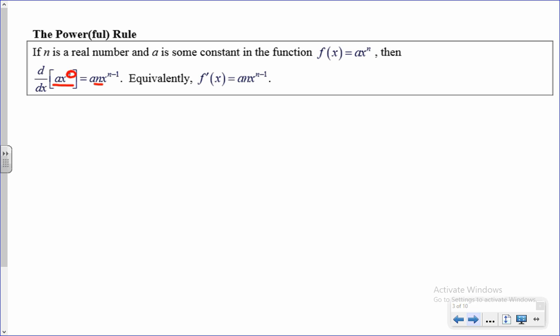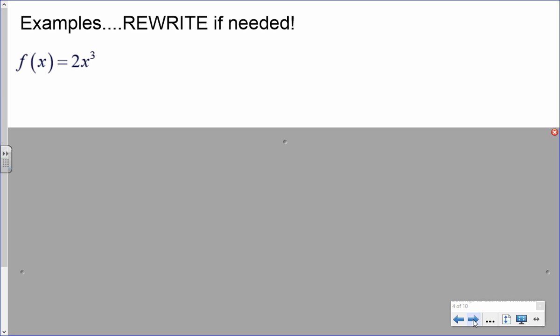Now, is every single function written like a x to the n? No. But there are some things that we can do to maybe rewrite a function to make it look like ax to the n power so that we can use the power rule. Okay, so let's look at a few examples of this put into action.